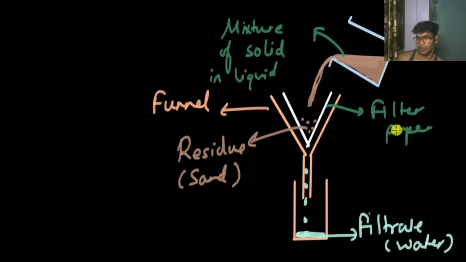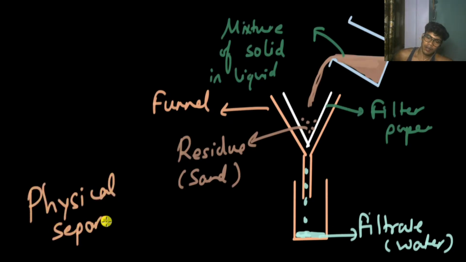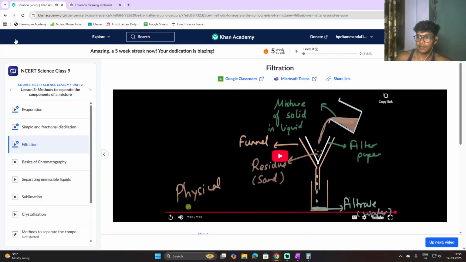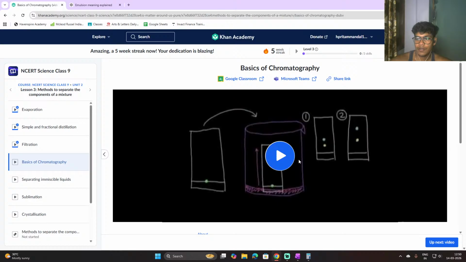It is used to separate solids from liquids, and this is a kind of physical separation. It is physical because there is no change in how the particles are arranged. Nothing new is formed. You're just separating sand from water. No new substance is formed. You're just physically separating them. And this is how filtration works. So filtration is also done. Let's go to the next.